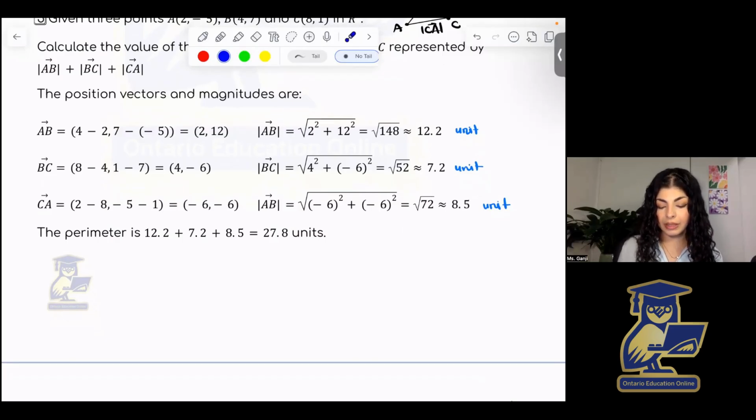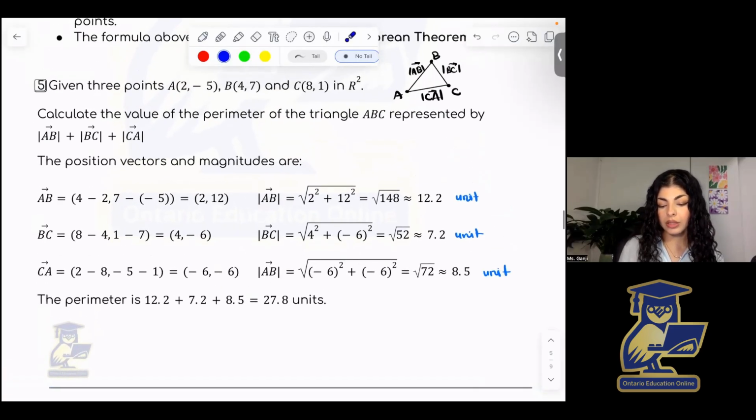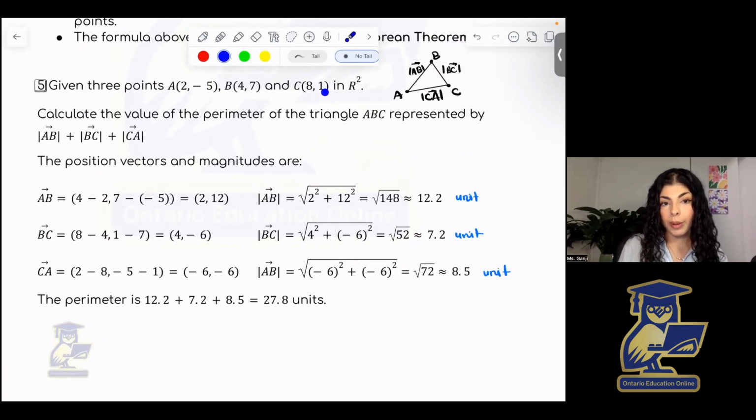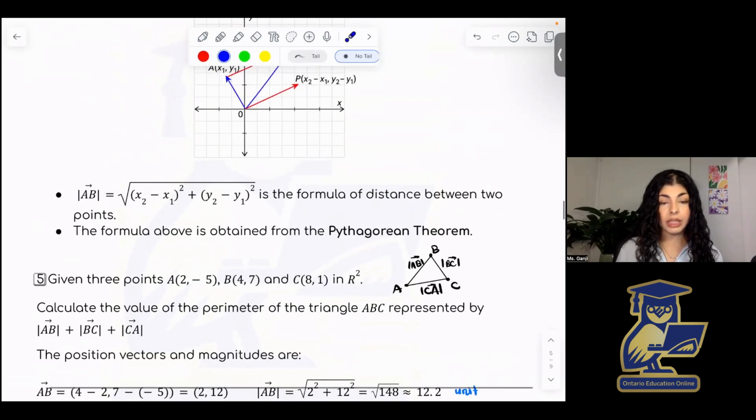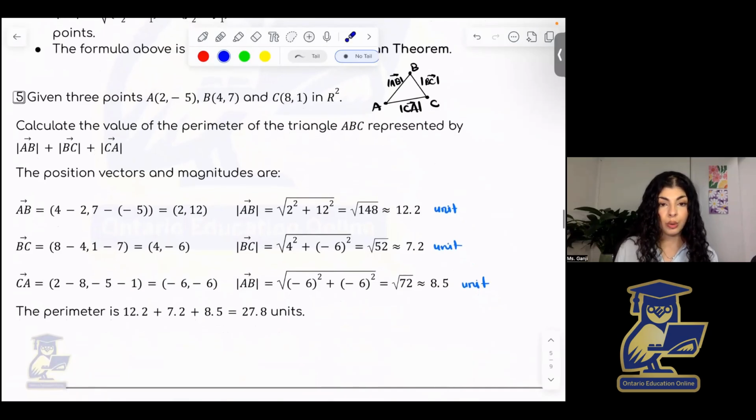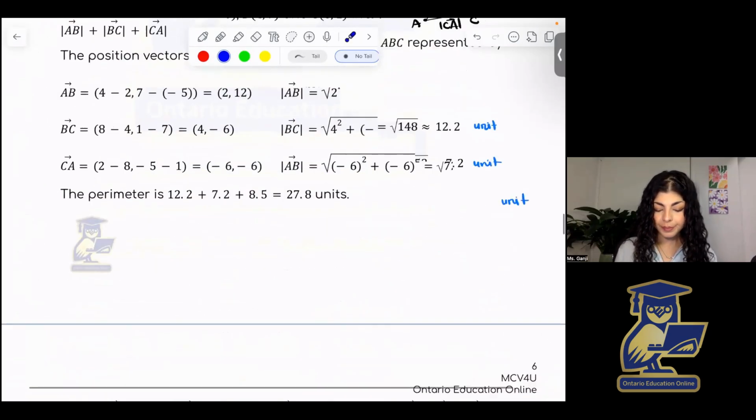And again, if this is not clicking right away, I really suggest plotting these points, drawing the lines that connect them to see the triangle form, and then trying to use the Pythagorean theorem yourself, or the formula for the distance between 2 points, to be able to make connections to what we just did here.